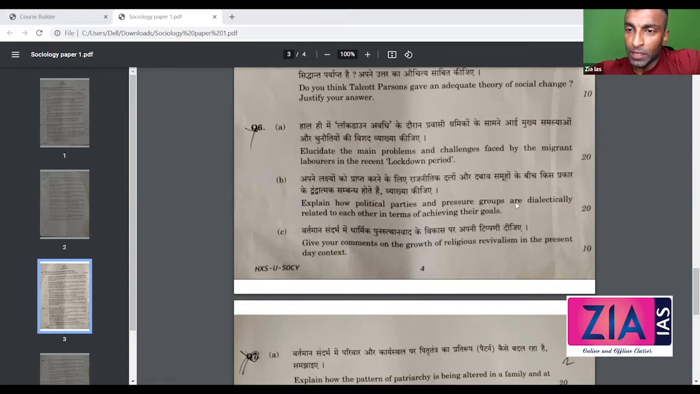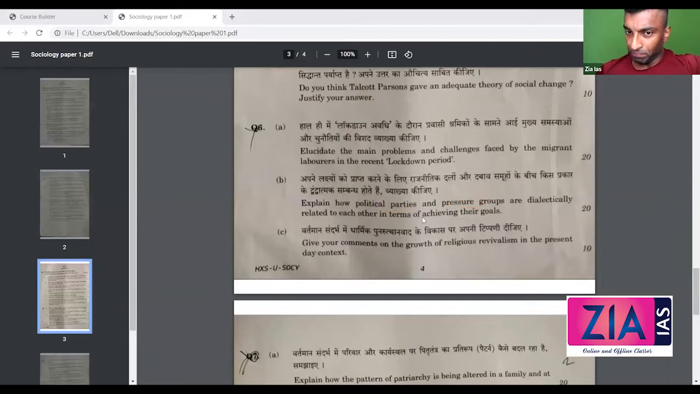Explain how political parties and pressure groups are dialectically related to each other in terms of achieving their goals. So this is also direct from the syllabus only. Pressure groups and political parties are directly there in the classes. We have discussed this, so we'll have to get it from there.